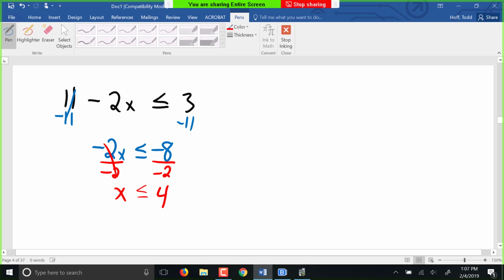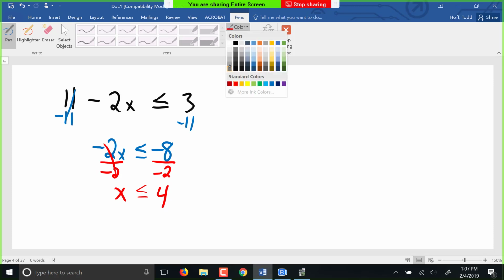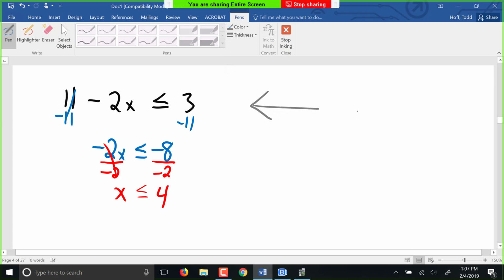Now notice I put that less than or equal to in there kind of lightly because there's something significant that happens here. If I tried to graph this, move this over just a touch.